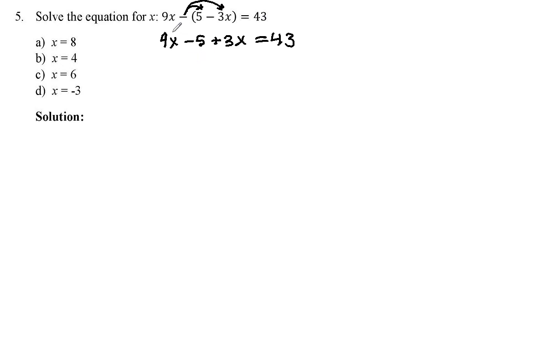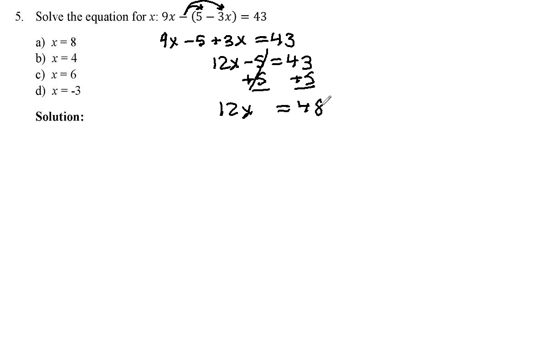And then combine our like terms. 9x and 3x is 12x. Minus 5 is equal to 43. And we want to isolate that x term, so add 5 on both sides. And these cancel. We get 12x is 48.